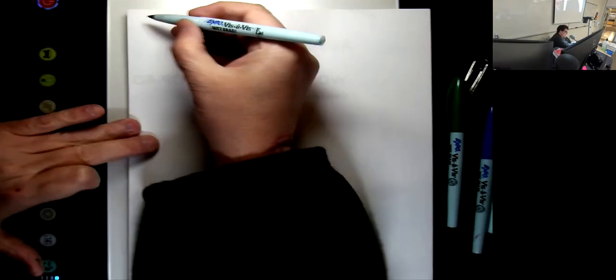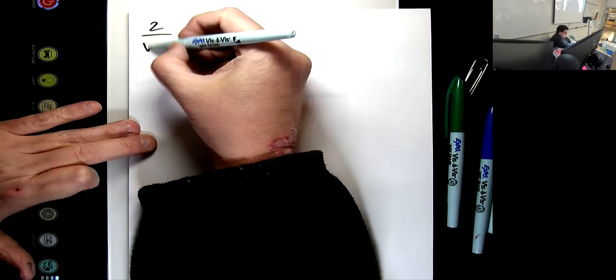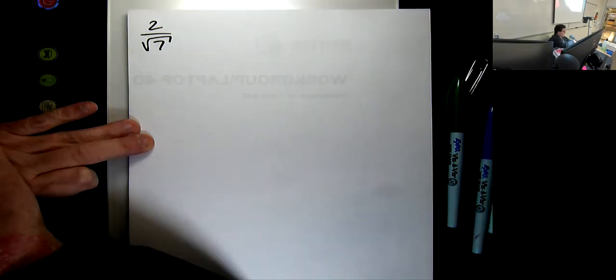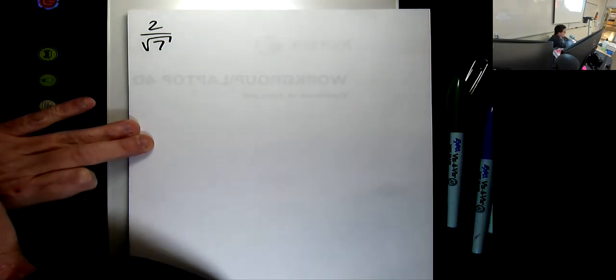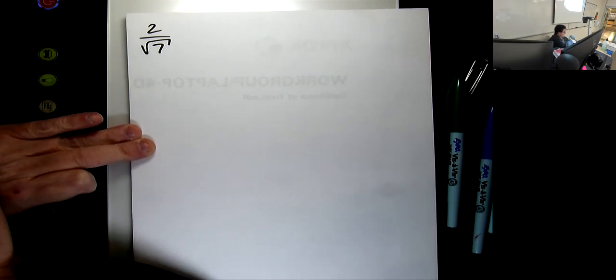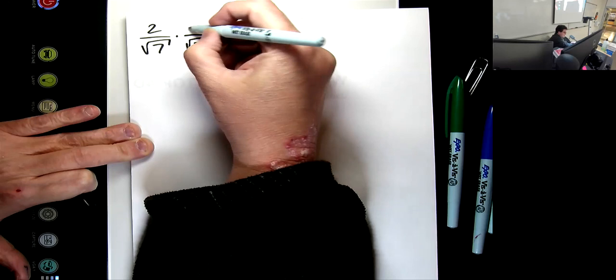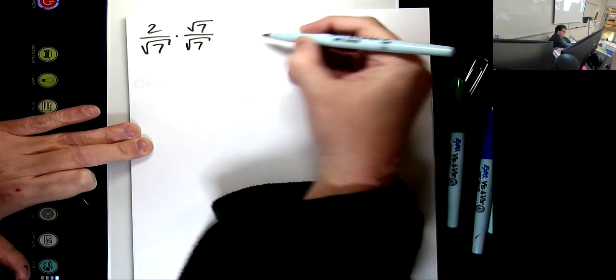So we got division. We talked about it earlier. Like if I've got 2 divided by the square root of 7, we don't want to have radicals in the denominator. So how did we fix this last time? I multiply by the same radical, right? I'm going to do it on top and bottom.